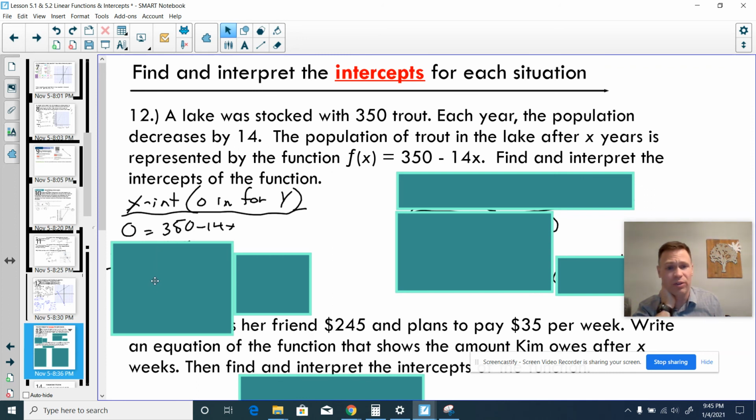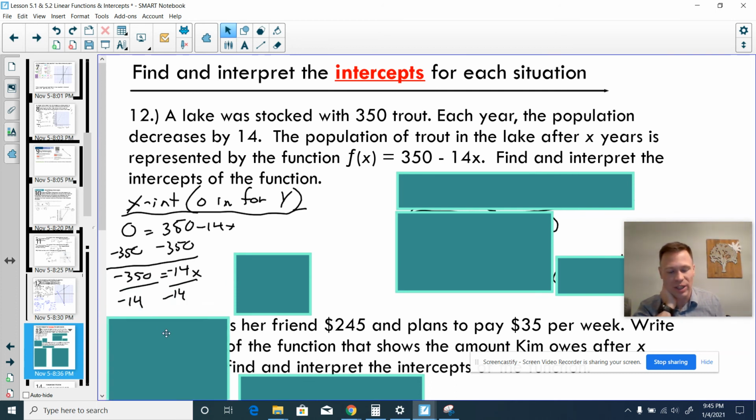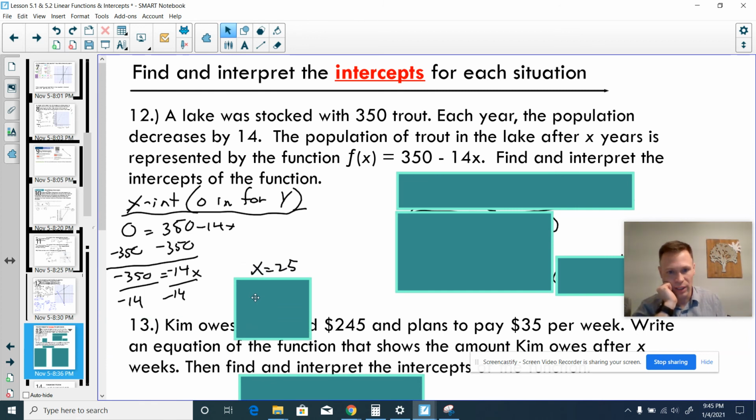I have to subtract 350 from both sides. I'll have negative 350 on the left, negative 14x on the right. I'll divide both sides by negative 14. And when I do that, I end up getting x is 25, which is not the intercept again. Remember, I have to write it as a coordinate point. So we get (25, 0).